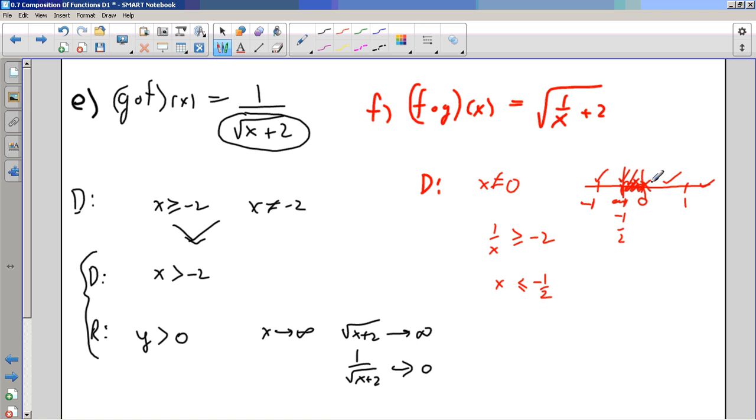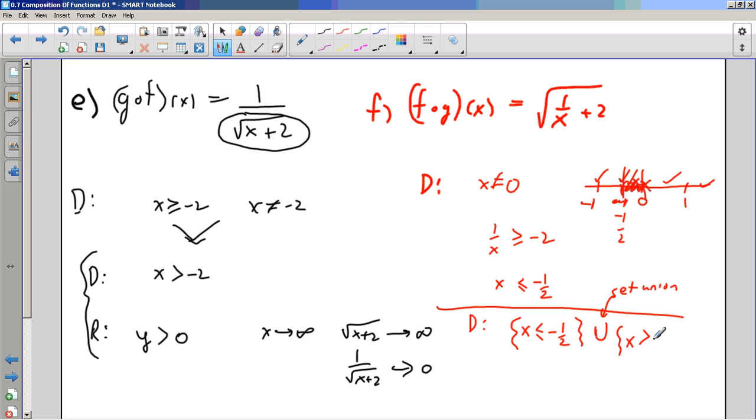So if I think of the domain, what is it going to be? And this is kind of all rough work here. Let's put this together over here. The domain is x has got to be less than or equal to negative a half, or, and this is kind of like the set or, this is set union. And I could have just put a comma, that would have worked too. X is greater than 0, right? We said x can't be equal to 0. Now what about the range?